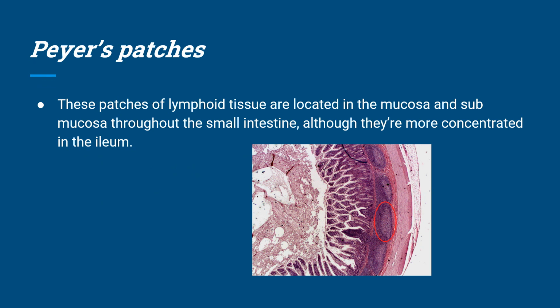These patches of lymphoid tissue are located in the mucosa and submucosa throughout the small intestine, although they are more concentrated in the ileum.